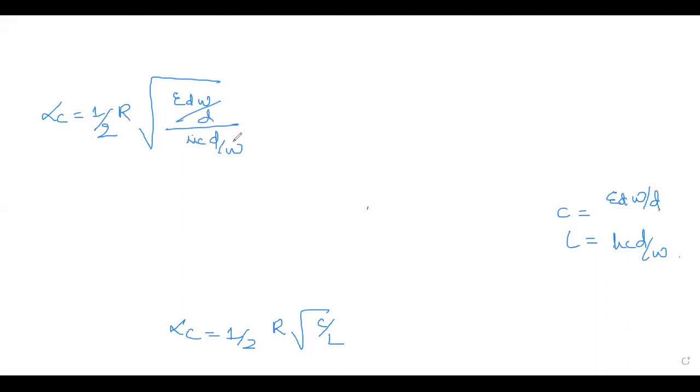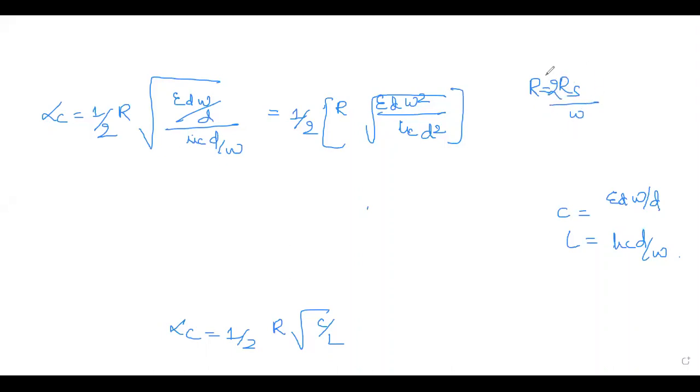If I simplify this equation, you will get half into R, bringing this to the numerator, square root of epsilon d omega W square mu C into T square. But you know the value of R. R is nothing but 2RS by W. This is for a parallel strip line resistance, where RS is the skin resistance.